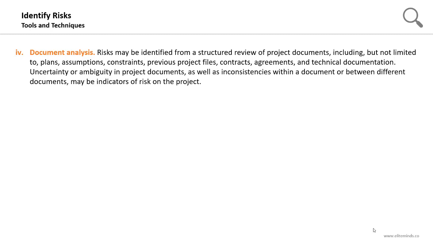Document analysis. It's a data analysis technique that is very useful in risks identification, as risks might be identified from a structured review of the project documents. Such documents include plans, assumptions, constraints, previous project files, contracts, agreements, and technical documentation. Uncertainty or ambiguity in project documents, as well as inconsistencies within a document or between different documents, may be indicators of risk on the project. So you just need to provide a structured review of the existing project documents and determine the potential risks.